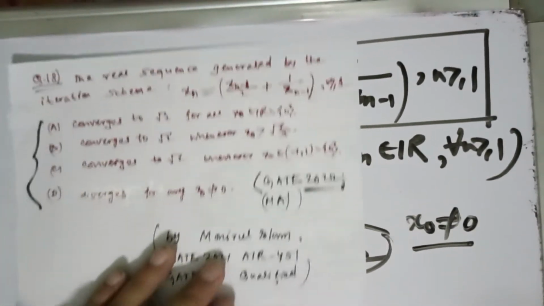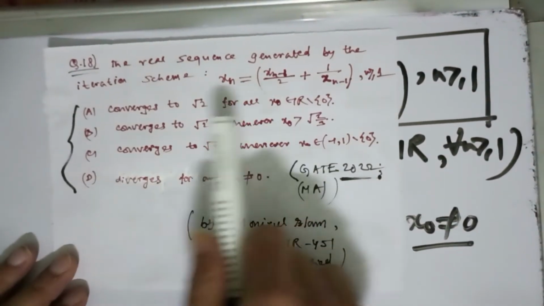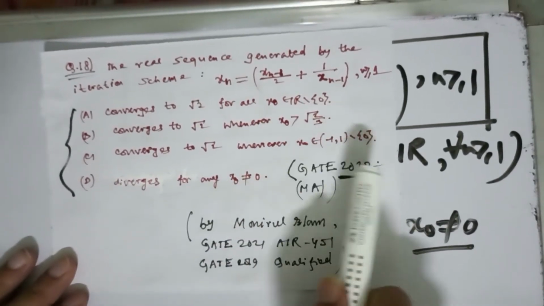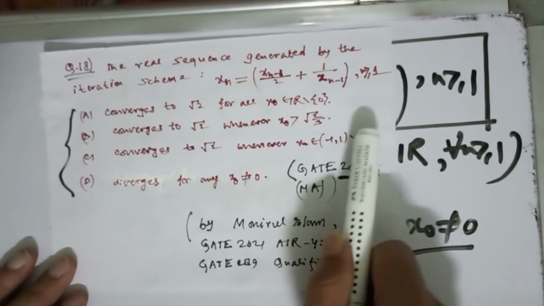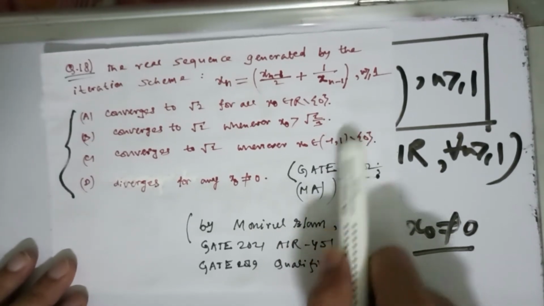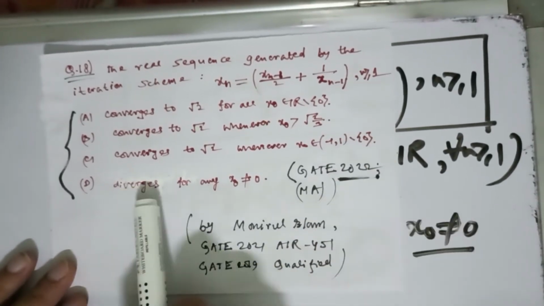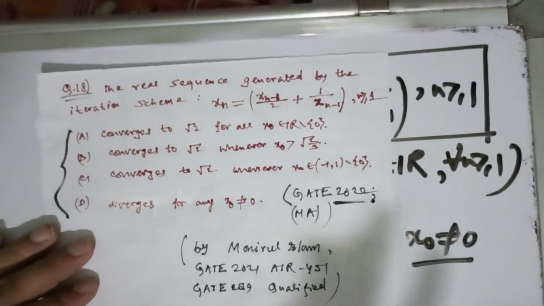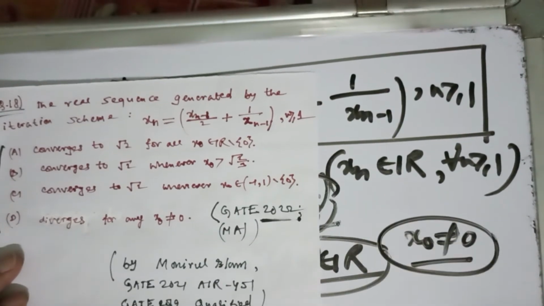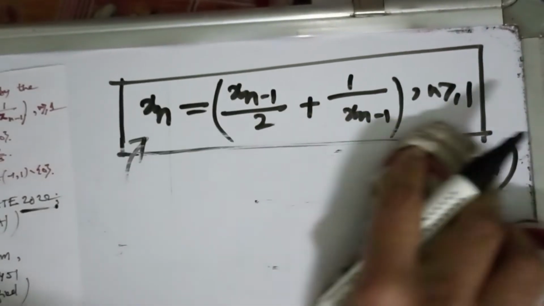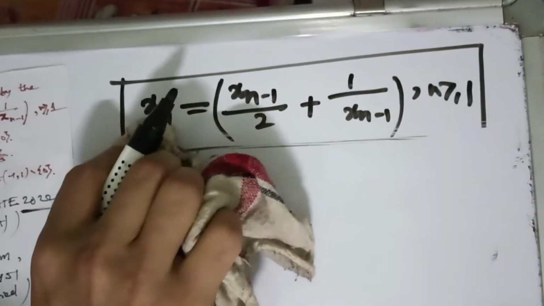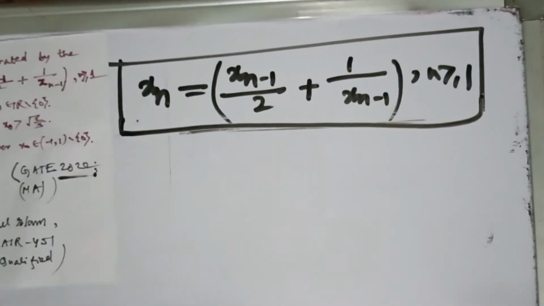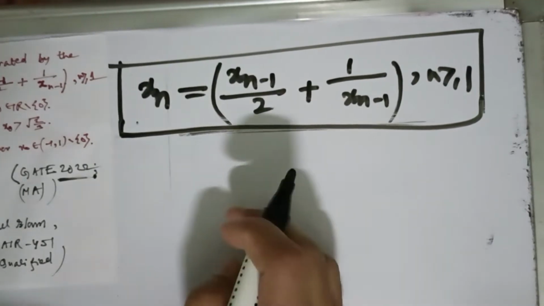The options say: converges to root 2 for x0 non-zero, x0 greater than root 2 by 3, x0 belongs to the open interval minus 1 to 1, and diverges for x0 non-zero. In all options, x0 must be non-zero. So we have to check the convergence or divergence of the sequence for non-zero real numbers.